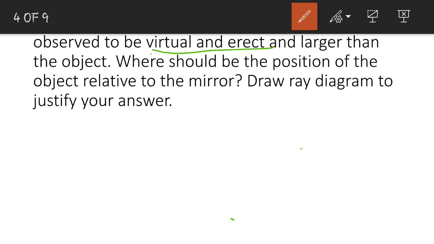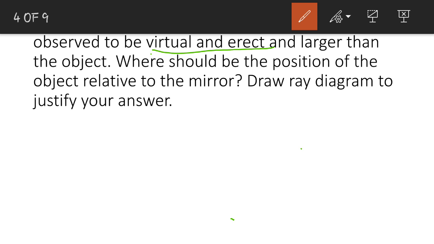If we are keeping an object between pole and focus, then only we will be getting an image which is enlarged and larger than the object size. So we have to justify. How will you be writing it? First of all, you write the statement of where the object should be relative to the mirror. So you will first write: when the object is placed between pole and focus of the mirror, the image formed is behind the mirror, the image is virtual, erect and enlarged.